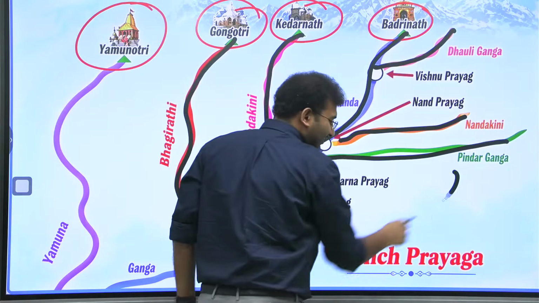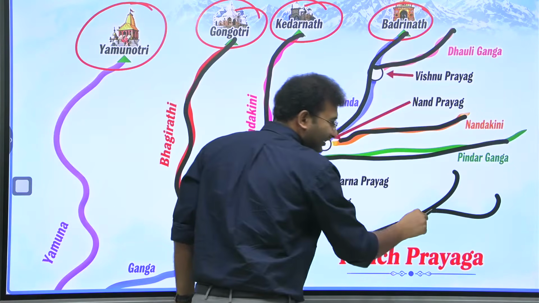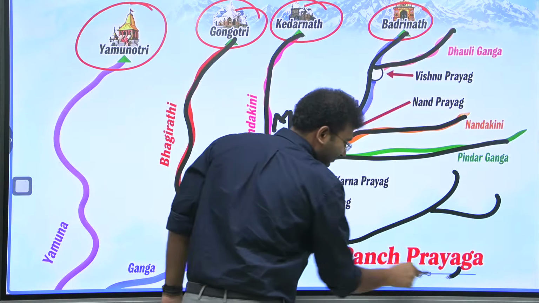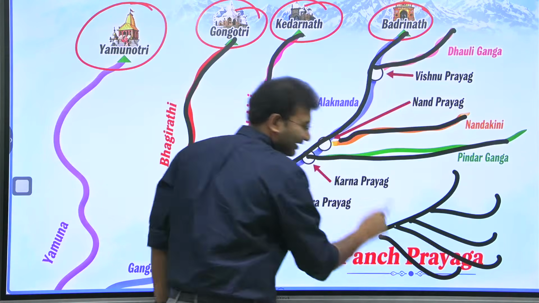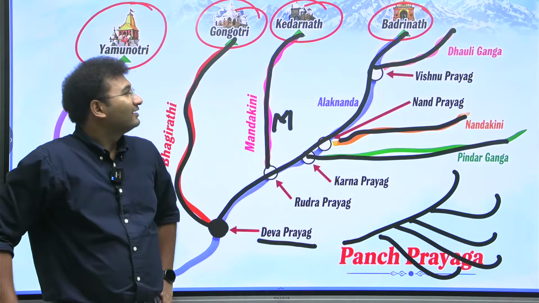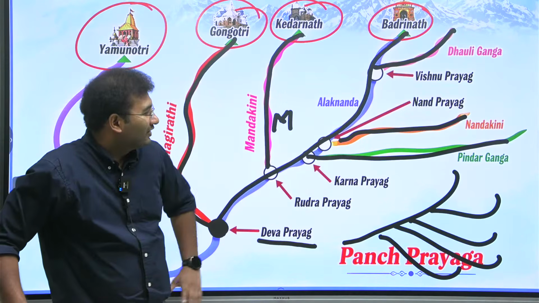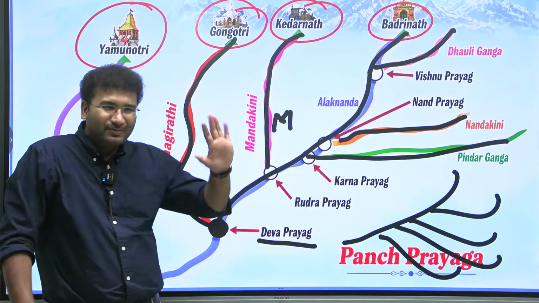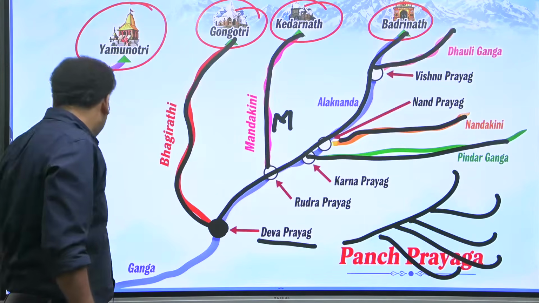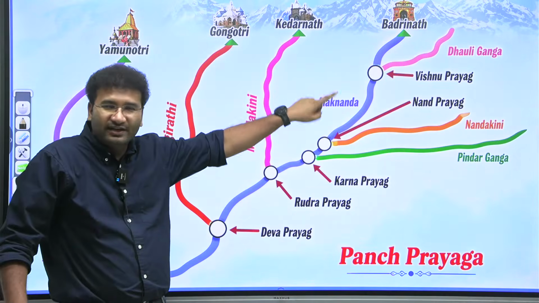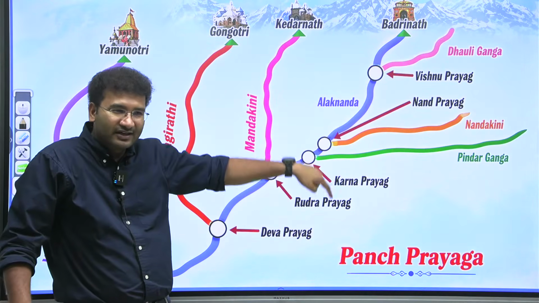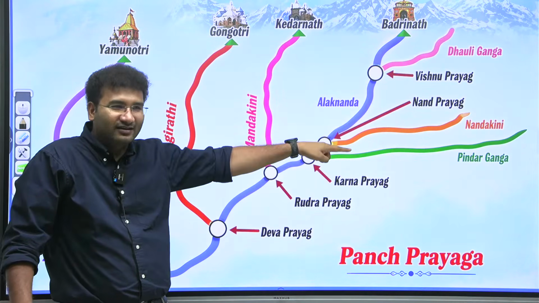Say this is Alaknanda, Dauli Ganga, then you have Pindar, Nandakini, and the other one is, okay, Dauli Ganga only. See, Panch Prayag says you need to know the 5 names. Keep the Alaknanda static. One is Dauli Ganga, right? Other one is Pindar, then Nandakini.